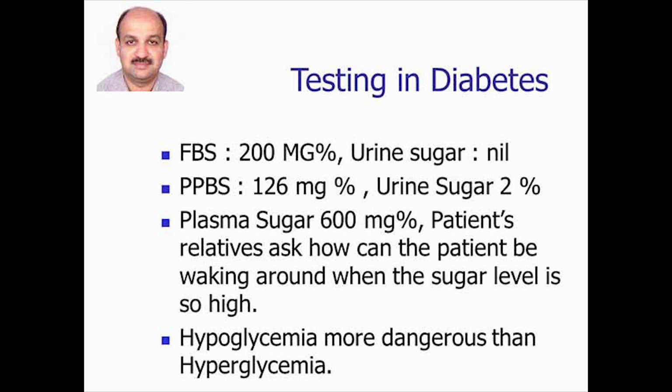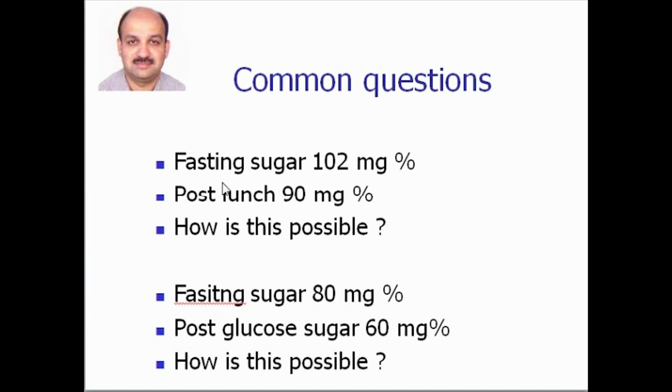Sometimes we get very high levels. A patient's relative may come and ask me, the patient's sugar is 600 milligram percent. How is this possible? The patient is still walking around. Please note that a high blood glucose level will not necessarily produce clinical side effects. So we can have patients with sugar of 600 and 800 who will be walking around. As I mentioned, hypoglycemia is more dangerous than hyperglycemia. So when the sugar level goes down, that is the time that you have to be more careful and keep a watch.